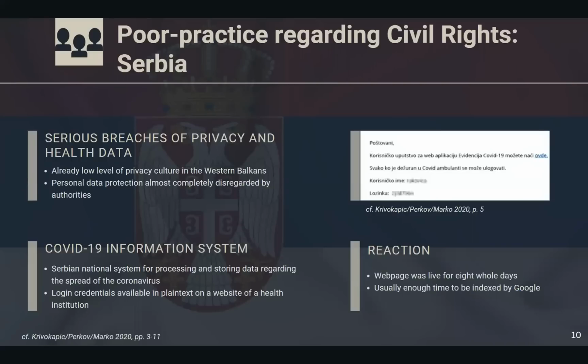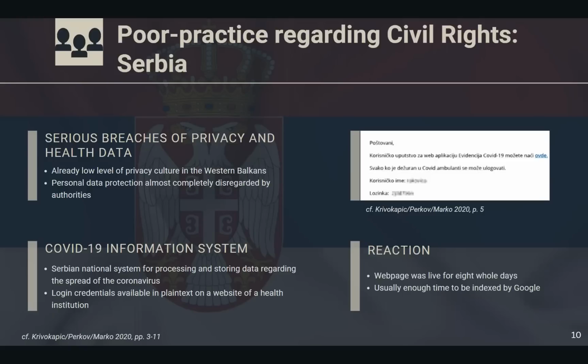Now, as a poor practice example, we have to take a look at Serbia. During the pandemic, there were serious breaches of privacy and health data. Since the level of privacy culture in the Western Balkans is already low, personal data protection was almost completely disregarded by authorities during the pandemic.